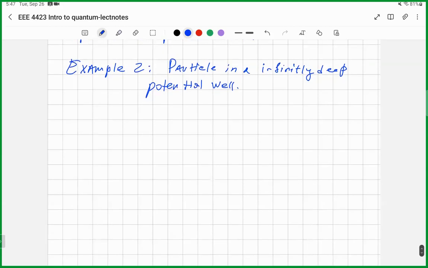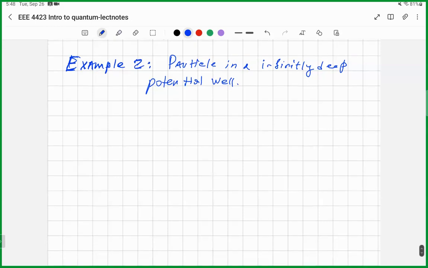Right, so it's a classical quantum problem which has some good consequences, so there is something to discuss here. That's why I decided to bring this problem here. Also, this problem is good practice for using the Schrodinger equation. Okay, so what is an infinitely deep potential well?